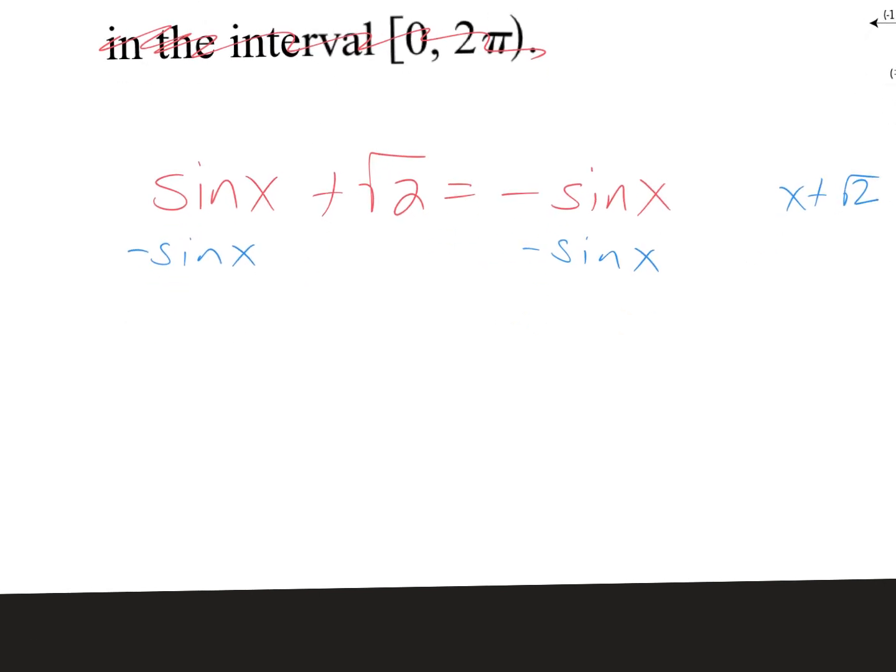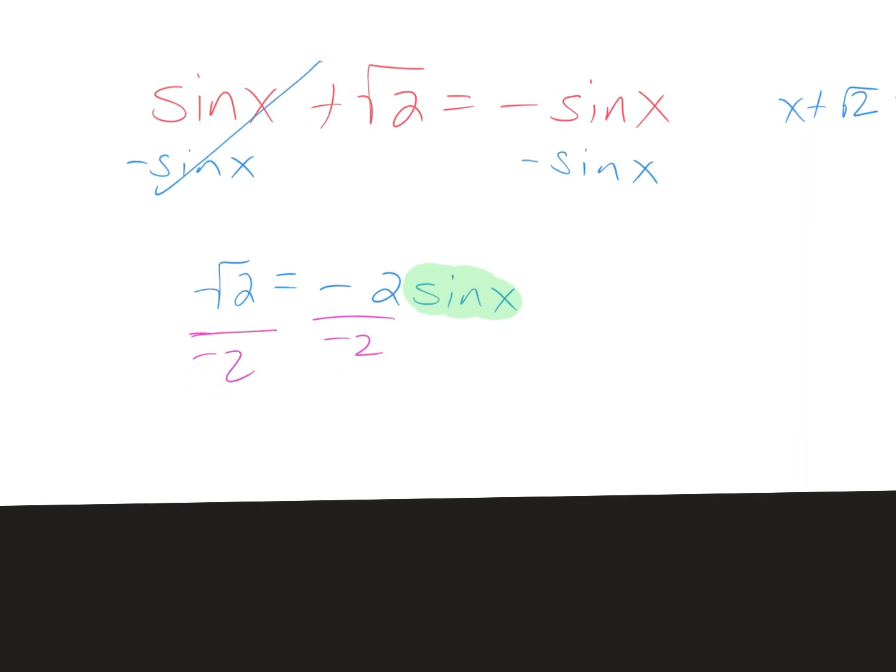What's sine x minus sine x? It cancels. So I have the square root of 2 equals, what's negative x plus negative x, or negative x minus x? Negative 2, right? So negative 2 sine x. Now, we're thinking algebraically. Here's my trig function. How do I get sine of x by itself? Divide by negative 2. So you have sine x equals negative square root of 2 over 2.